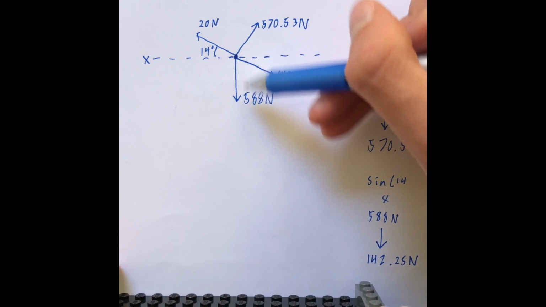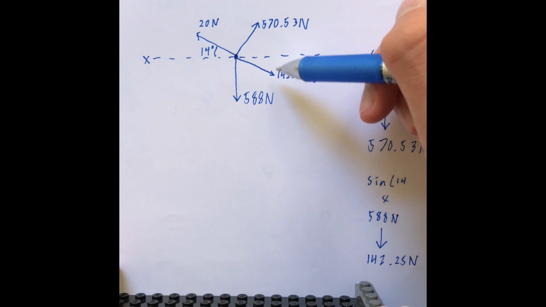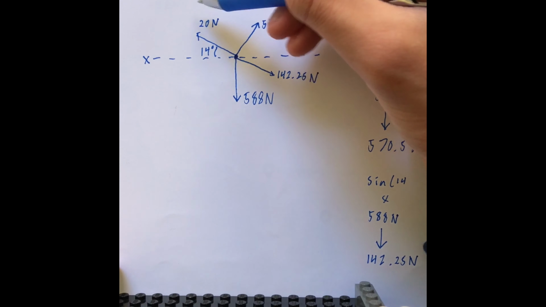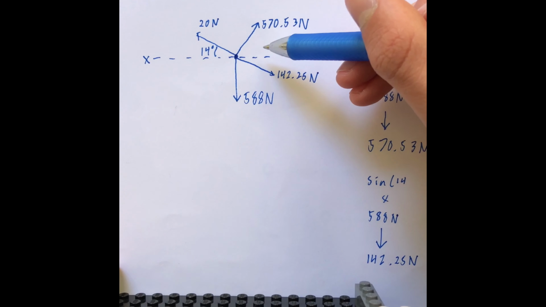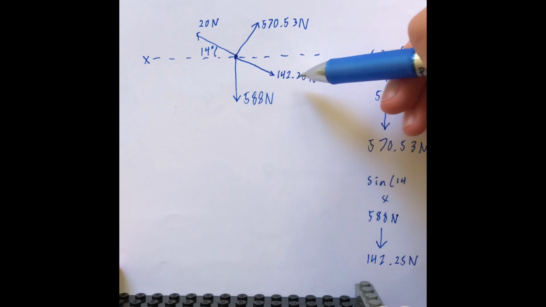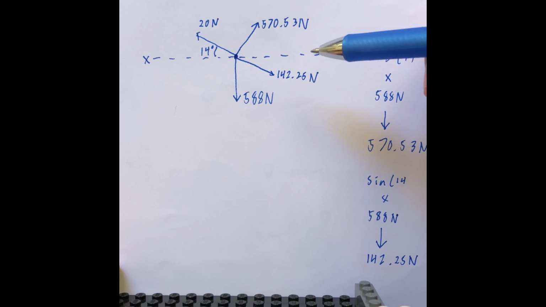Remember, we have our gravitational force. We have our normal force perpendicular to the surface. We have the applied force, which is 20 newtons tugging this thing up the ramp. And we have our force pulling this thing down the slope, which is gravity, of course, and that's 142.25 newtons. So I will hand this over to Gian.